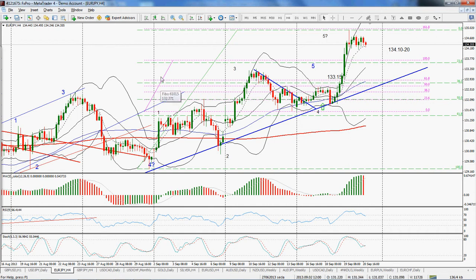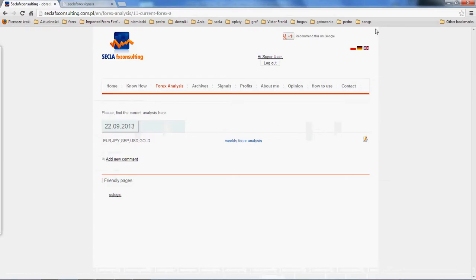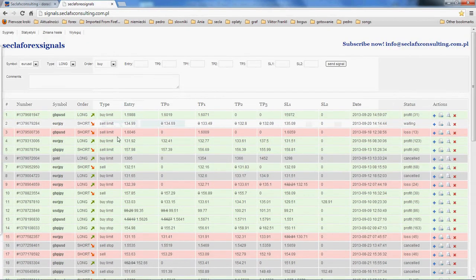Okay, because I tried to be very precise with this measurement in this time, as Euro Japanese yen did a similar situation in this area. I talked about it last week. So I think that the market can still reach this level. So this is 134.99. So that's why you can see, or you have received my sell limit signal at that entry.